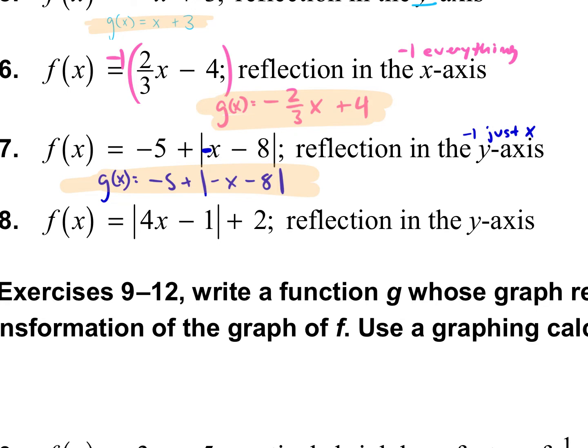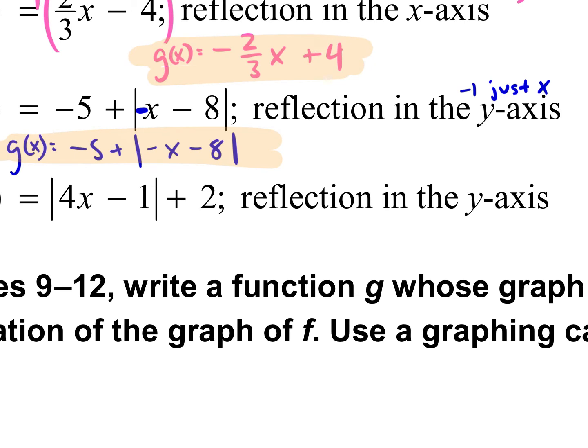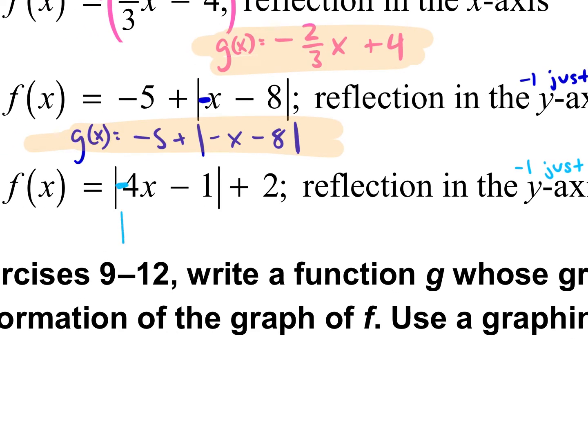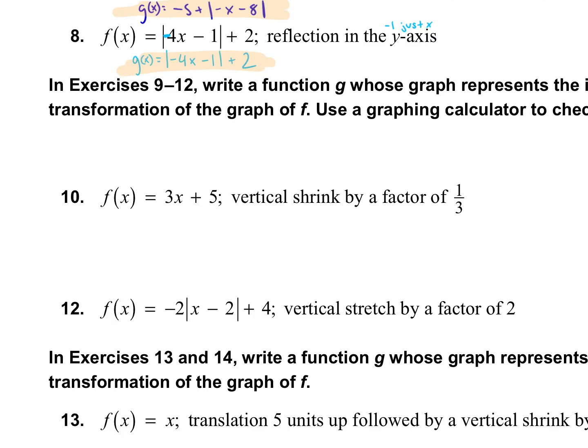All right, and then for the last one, I have a reflection in the y-axis. So what gets multiplied by -1? Just x. So just the x gets the negative. So it becomes the absolute value of -4x minus 1 plus 2. So everything else stays the same. It's just the x that gets the negative. Any questions here?